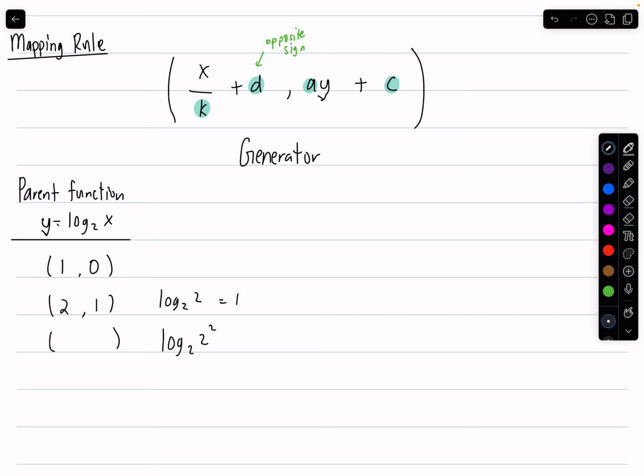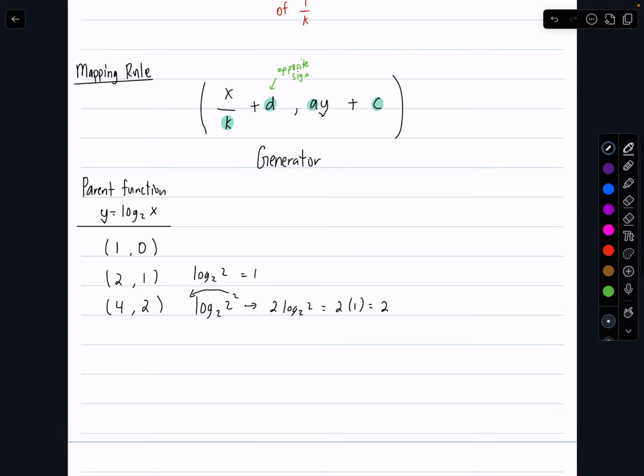And the reason I did this is because I can bring this 2 to the front, so I get 2 log base 2 of 2, which is just 2 times 1, which is just 2. So here, if I make my x 4, which is 2 squared, I'll actually get my y value to be 2. Okay? Now the reason I did this is because I wanted to get 3 points to start us off with log 2x. And the whole point of this exercise is to take these main points from the parent function, plug them into our generator, and then our generator is going to spit out 3 new points for our transform function.